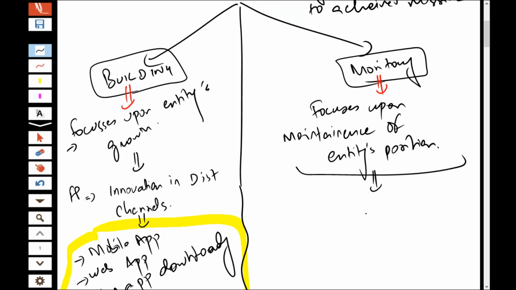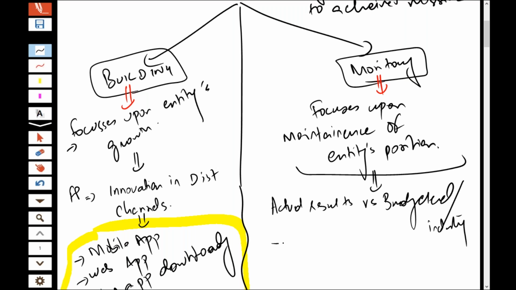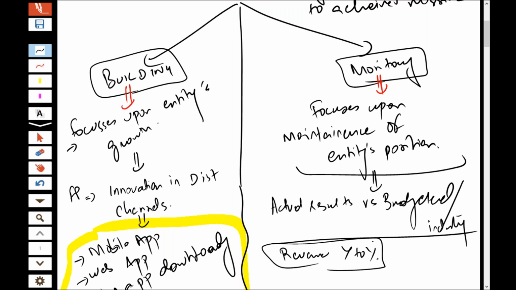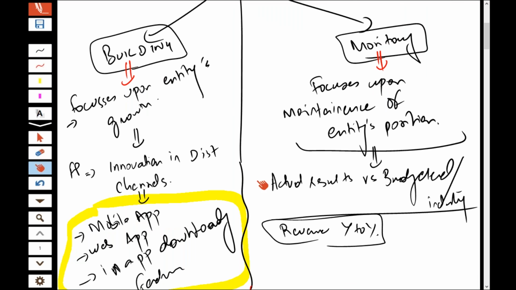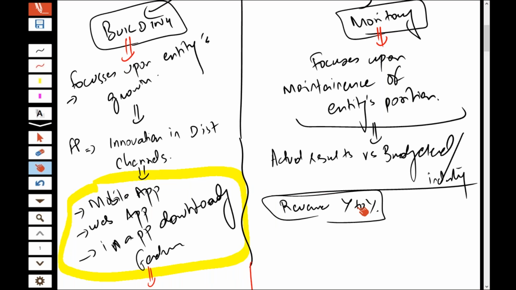For example, actual results versus budget, or actual results versus the industry sales, or let's say revenue year to year, that is also going to be considered as your monitoring CSF, because that's actually telling you how your revenue is going to be. Because you see, the business has to sustain, the business has to survive, the business has to continuously generate revenue. So how is your business going to be generating revenue? That's something that's important.